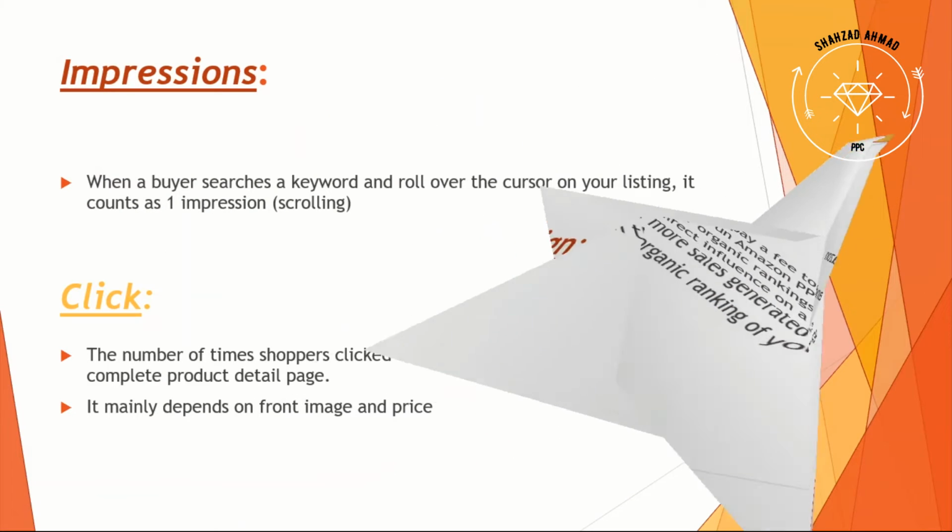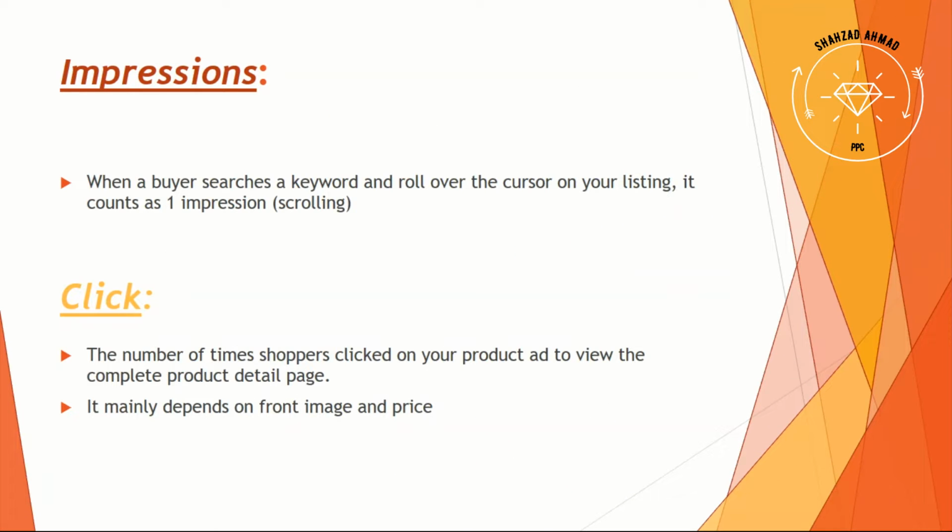So, impressions. When a buyer searches a keyword, the word that customers write on the search box, and rolls over the cursor on your listing, when it moves the pointer of the mouse on your listing, it counts as one impression. It doesn't click, it just scrolls the mouse pointer on your listing, on your ad. It will count as one impression.